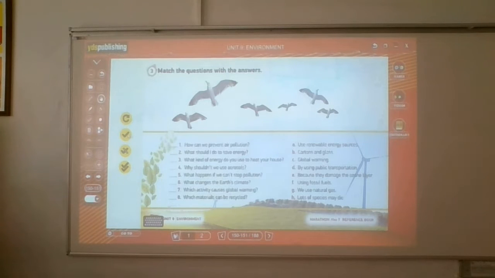How can we prevent air pollution? By using public transportation. Number 2, what should I do to save energy? Use renewable energy resources. What kind of energy do you use to heat your house? We use natural gas. Guys, the rest will be your homework.